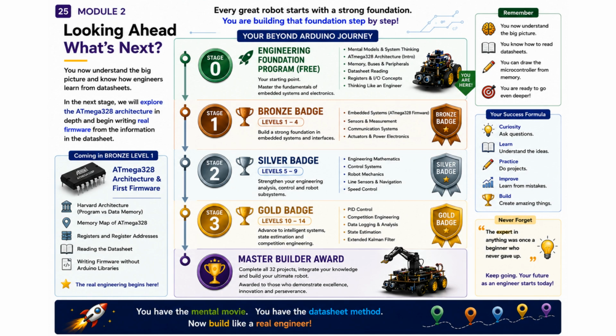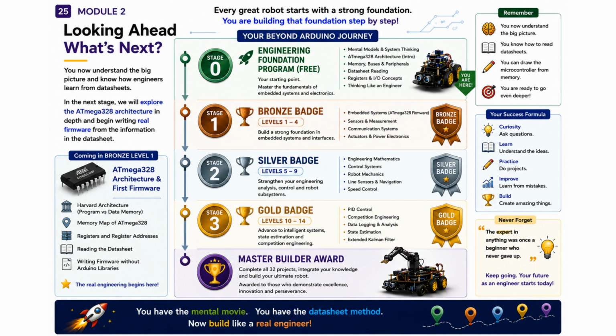The gold badge takes you even further into intelligent systems, PID control, state estimation, data logging, and advanced robotics. And finally, the Master Builder Award. That is where everything comes together. 32 projects, integrated knowledge, and the creation of your own complete robotic systems. This is not simply about learning to program a microcontroller. It is about becoming an engineer.